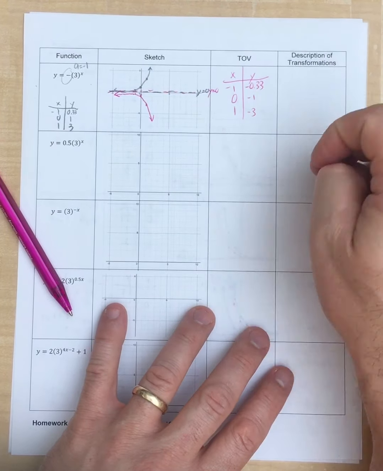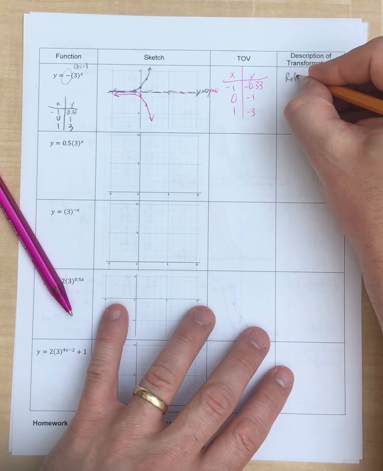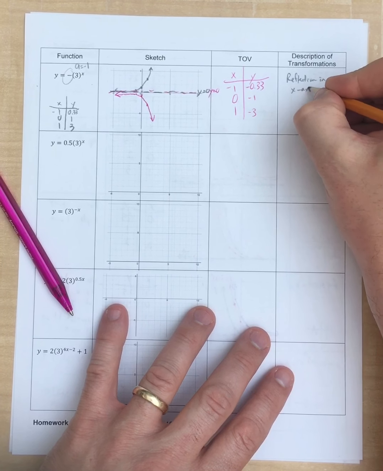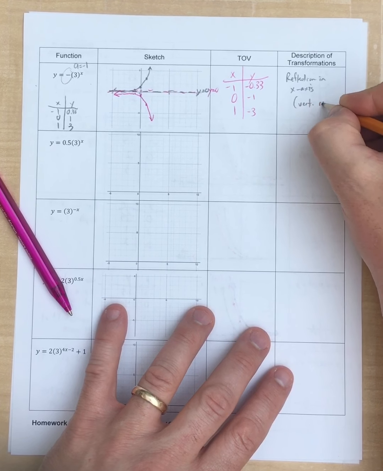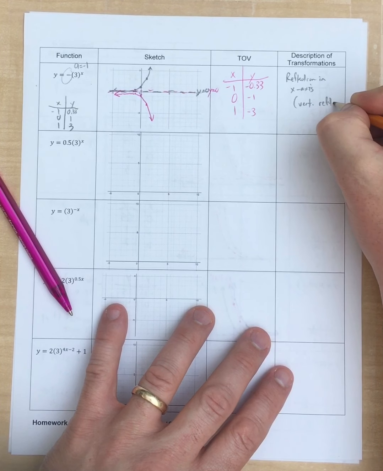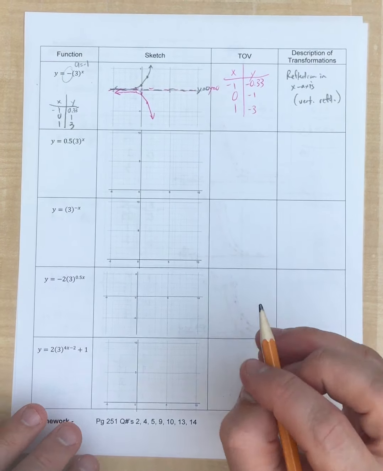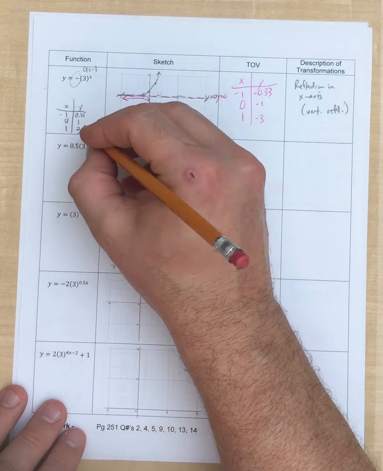So it's going to be a reflection in the x-axis, or if you prefer, a vertical reflection. Okay? Not too crazy. Now we have an a value that's 0.5. Not much different.